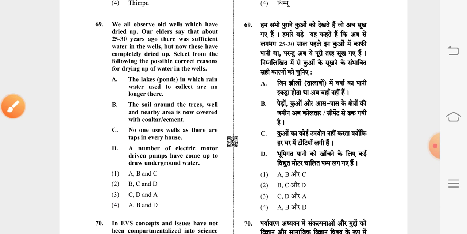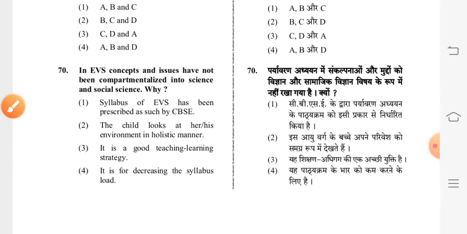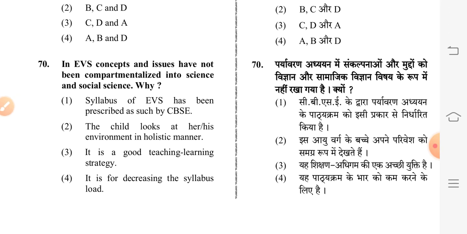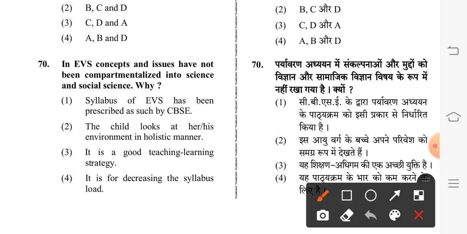Next question number 70. In EVS, concepts and issues have not been compartmentalized into science and social science. Why? Option 2 is correct. The child looks at his or her environment in a holistic manner. So second option is correct.